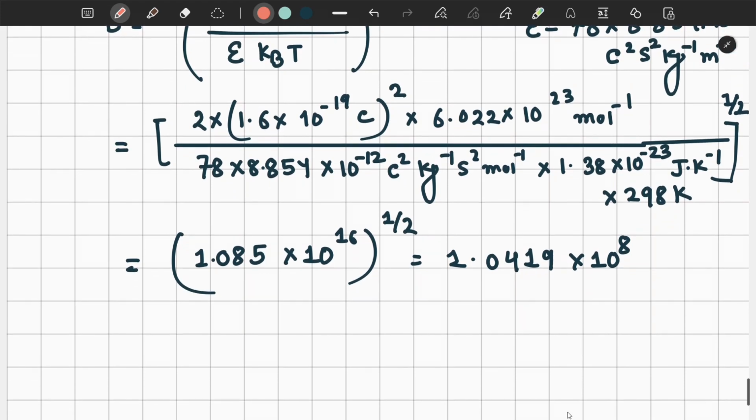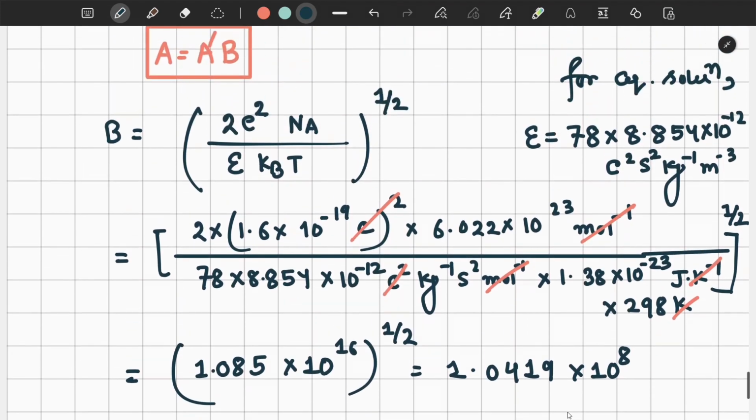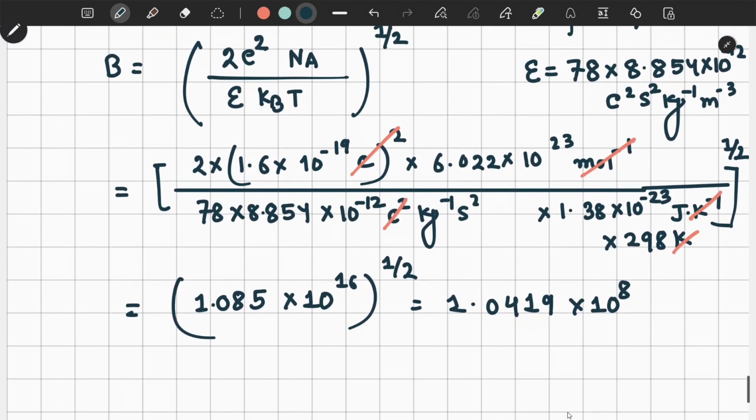So explicitly we can see the mole inverse will be there, cancel out. Coulomb square will not be there. Kelvin will not be there. So joule is there, joule inverse, kilogram inverse, second square. Oh, it's not mole, sorry. It's meter. Now calculate.